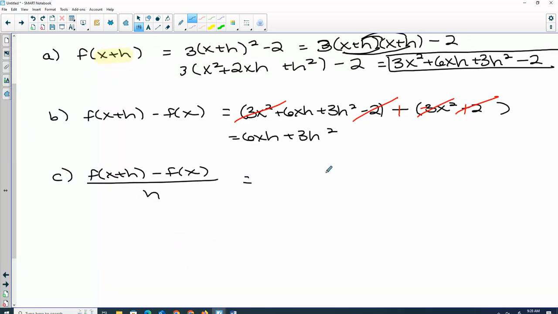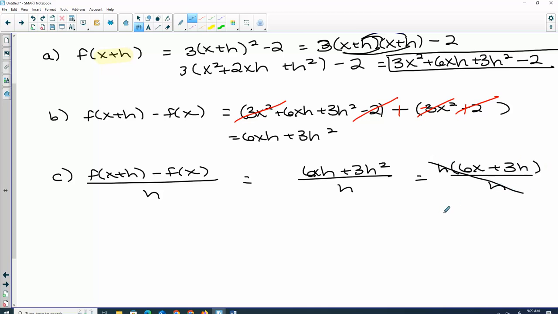Part C is the answer we just got divided by h. I have seen a couple mistakes here. If I had like a +1, could I take h out of all of those? No. If you have something like that, you've made a mistake. When I get to this point, what's happening is on the top, they both have an h. I could really factor out that h. Then these h's cancel. So we get 6x plus 3h.